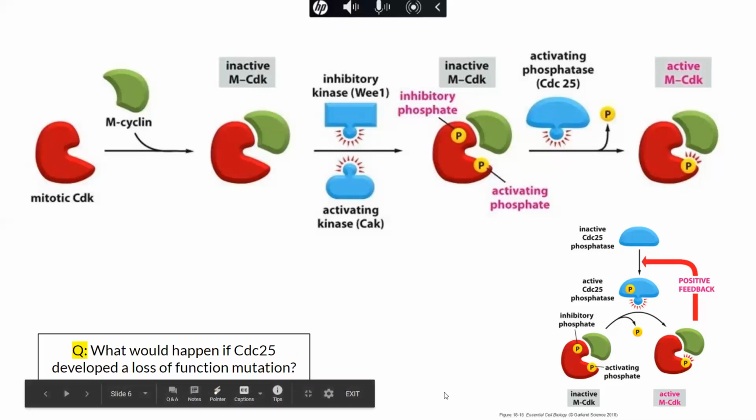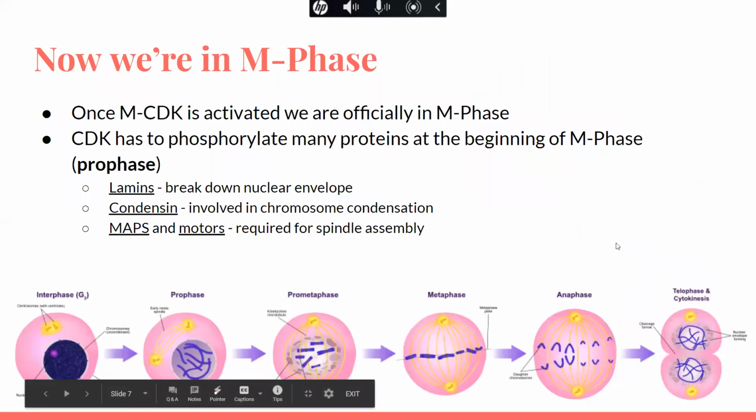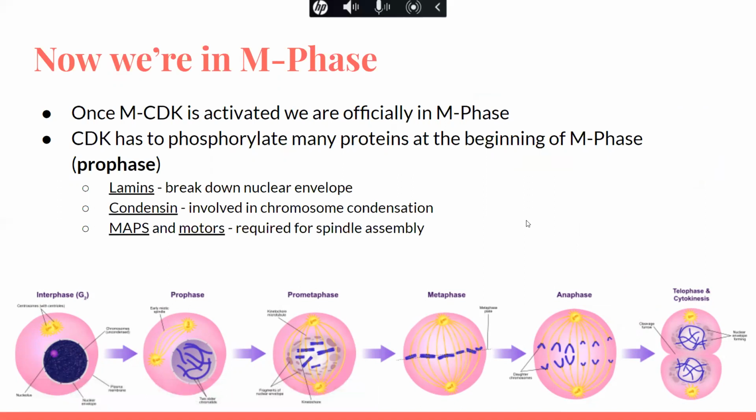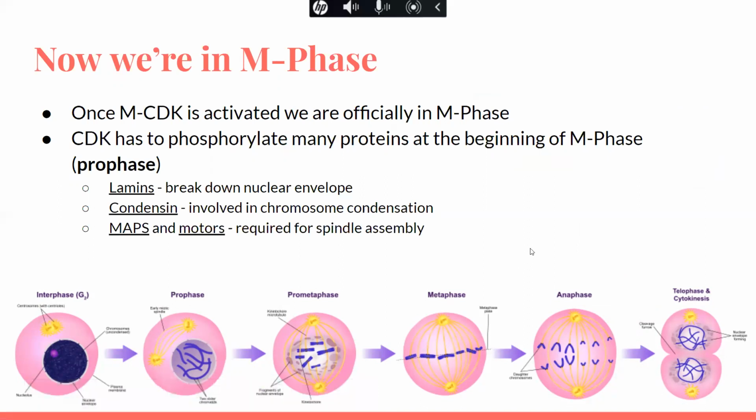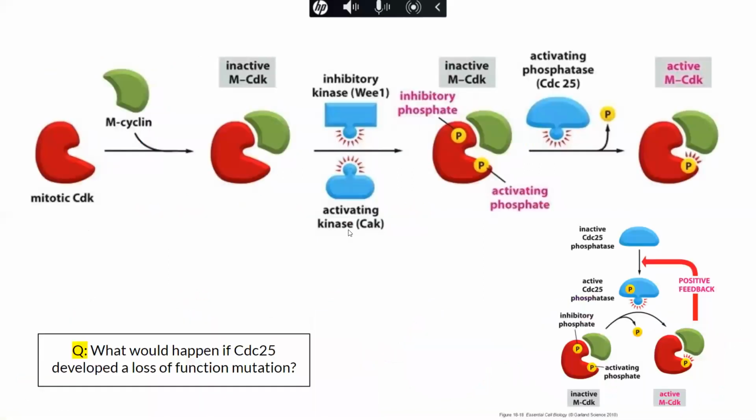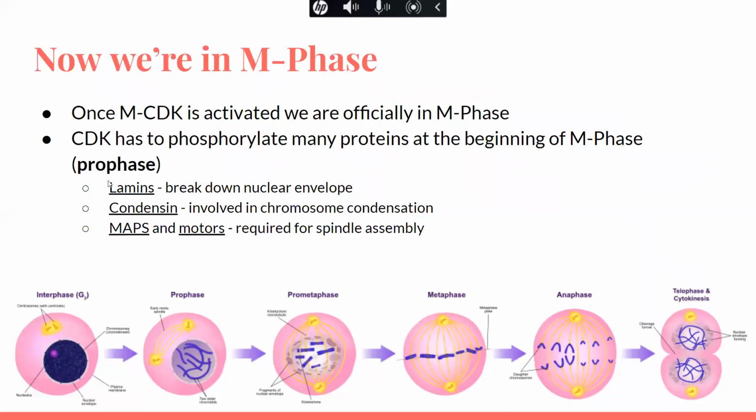Awesome. Okay. So now we're in M phase. Once MCDK is activated, we're officially in M phase. This complex, like I was talking about, has to phosphorylate many proteins at the beginning of M phase. So prophase, you have this little diagram here with all the steps that we're going to go through. So back to here, if this CDC25 has a loss of function mutation, can't remove this phosphate, it's inactive, then this complex can't do these next steps, which are important for M phase. So especially prophase at the beginning.